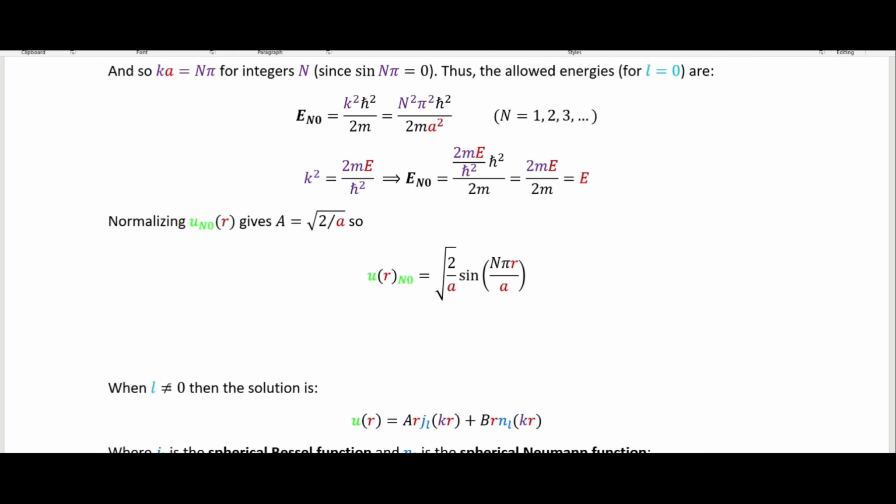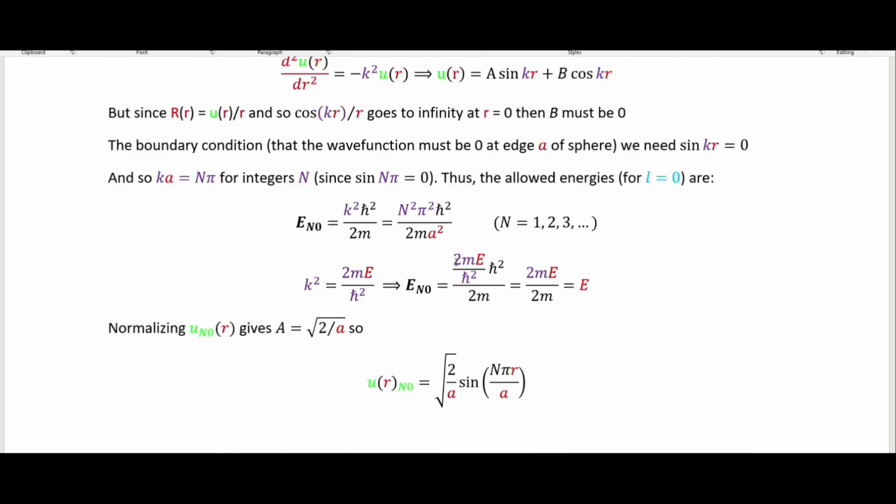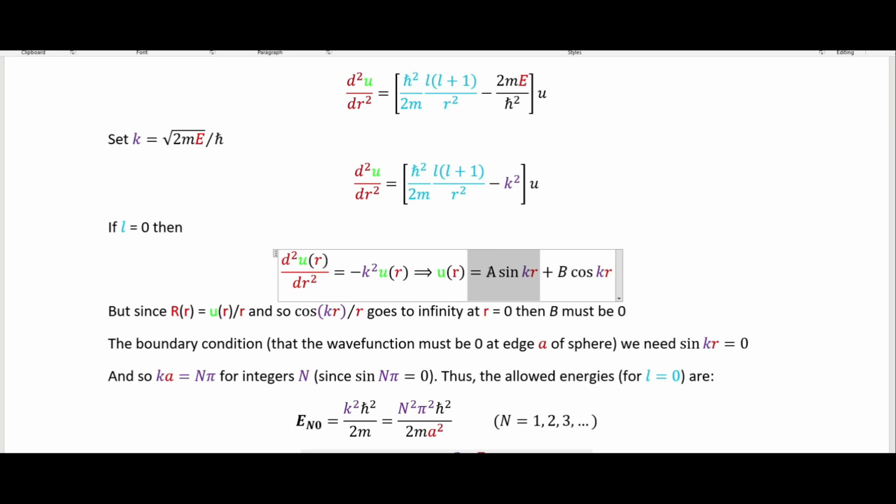And so if we normalize our A, so remember we had this A here in front of our sine of kr in the solution to our wave function.